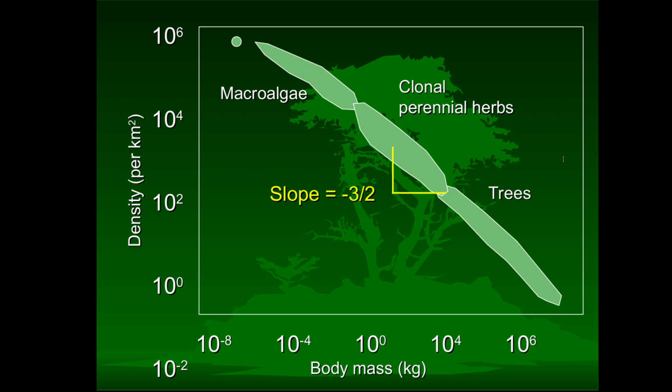individual smaller. And interestingly, though, the slope of this curve turns out to be around -3/2 in a wide variety of different plant species and growth forms: macroalgae, colonial perennial herbs, trees. Why the slope should be the same across the board is not understood at all, but nevertheless, it's a very useful relationship.